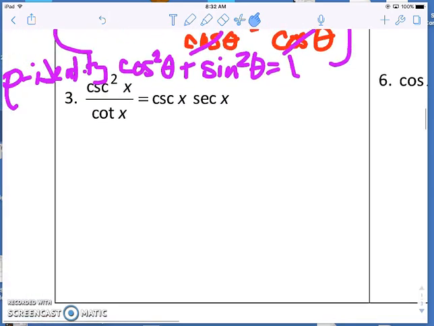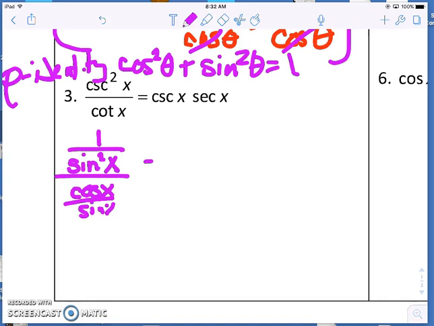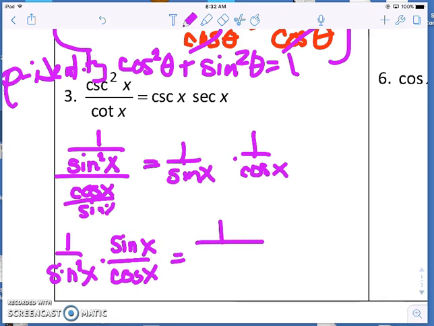The next one we're going to look at here. We got some fractions, but let's start the same way. So this is 1 over sine squared of x divided by cosine x over sine of x equals 1 over the sine of x times 1 over the cosine of x. So if we simplify this, we keep the first one times the sine of x. We flip that second one. Multiplying fractions, this is 1 over sine of x cosine of x.